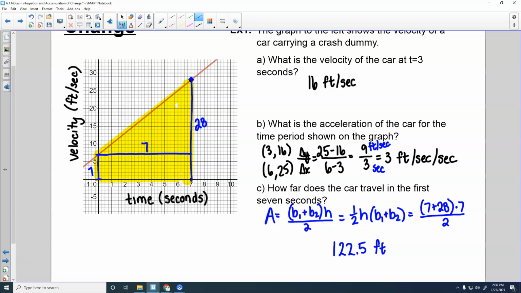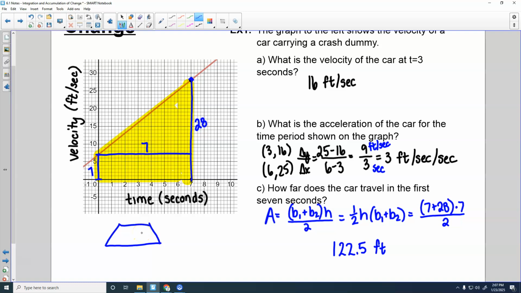So by finding that area underneath the line there, we're finding the distance that was traveled. Just another note on the trapezoid formula. This helps me to remember the trapezoid formula.